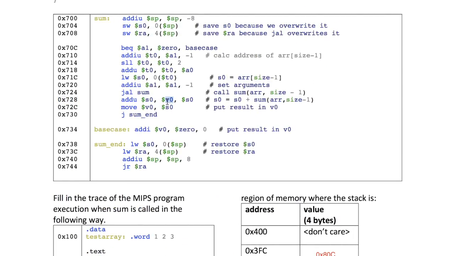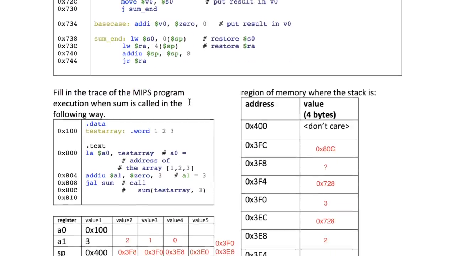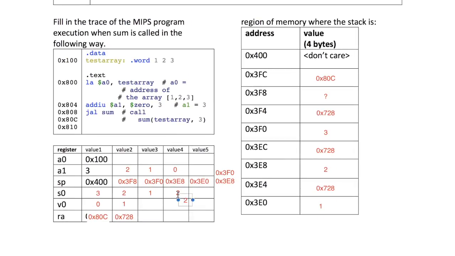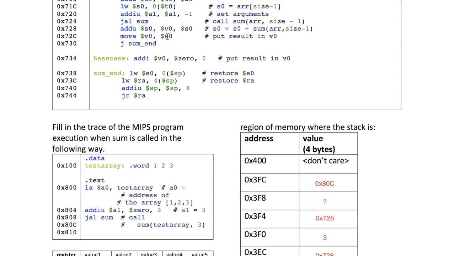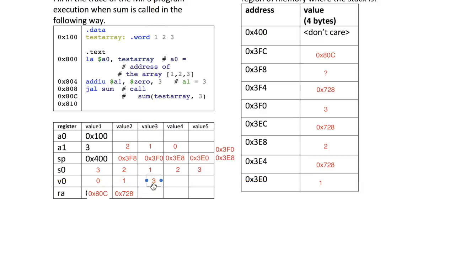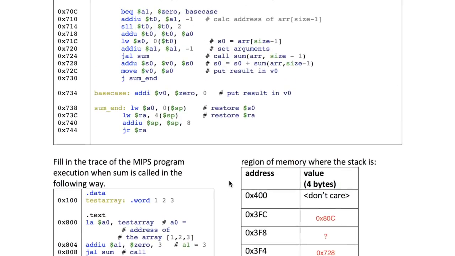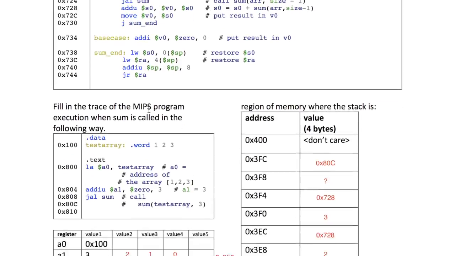Now we're adding V0 and S0 and putting it in S0. So that's 1 plus 2. We get 3. We're copying that from here to here. So that's us setting our new return value. And now we're jumping to the end of the function, doing our stack thing.